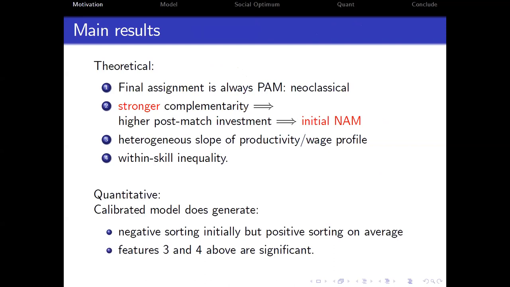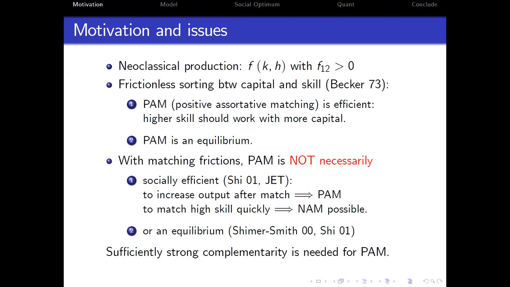On the theoretical side, the final outcome is actually very simple. No matter what kind of setup you have, once you allow firms to accumulate capital, the final assignment is always PAM. This is just a neoclassical outcome. What is more interesting is that the dynamics from the short term to the final outcome turn on its head what we thought was right at the bottom of the first slide. Remember what I told you: given all these matching frictions, we tend to think that you just need the complementarity to be strong enough and you get a pair. Well, that's actually just the opposite, at least when you look at the short term.